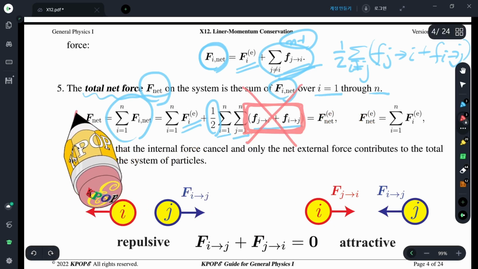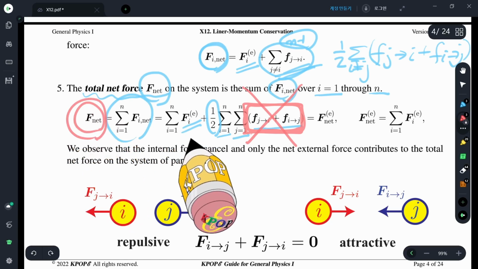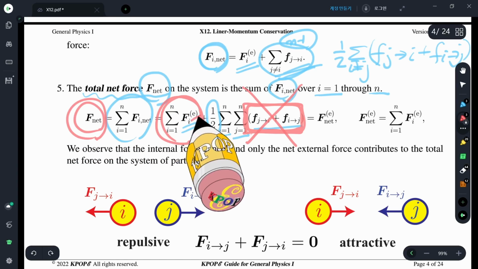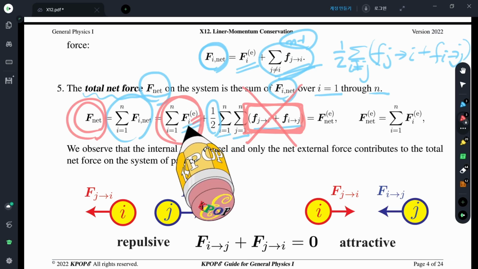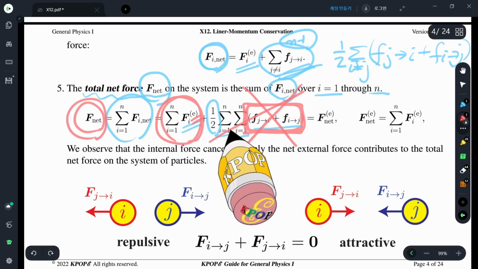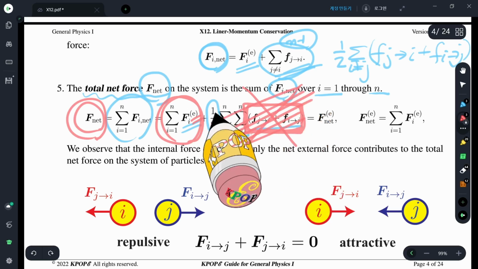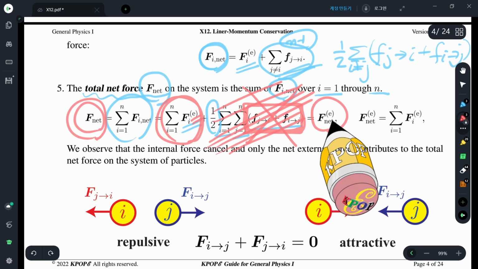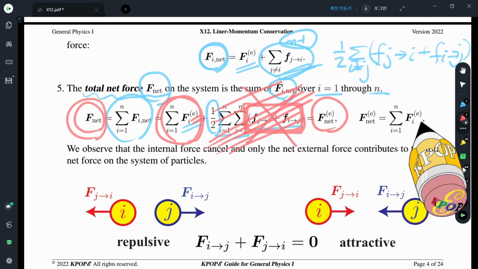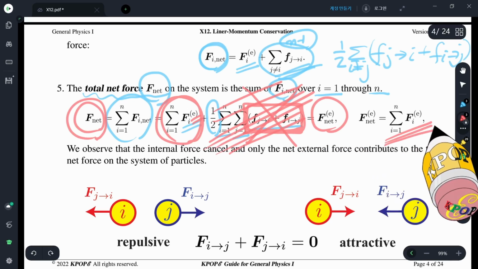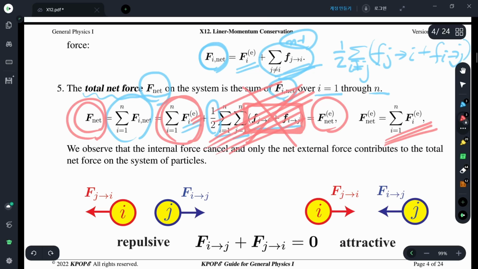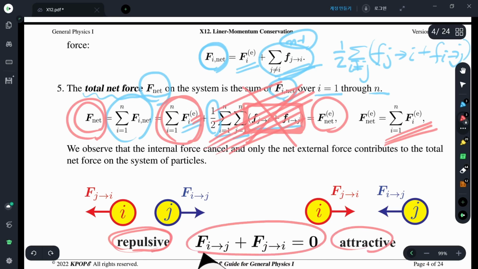Therefore, the net force on the whole system is the sum of the net external force on every particle. We remove the internal force contribution and keep the external contribution only. That is the sum of external forces on every particle. The cancellation of the internal force holds regardless of whether the force is repulsive or attractive. It is always true.